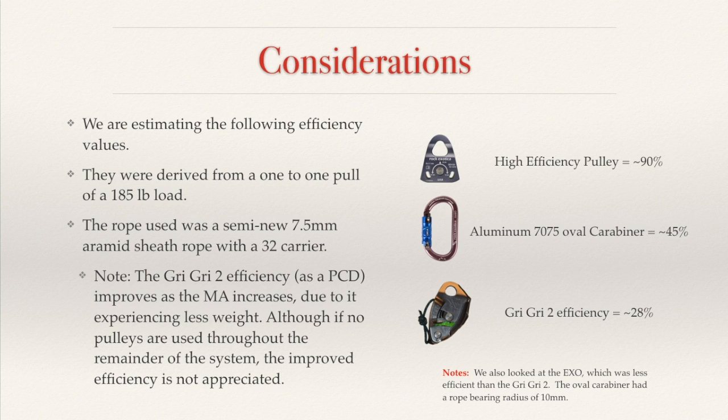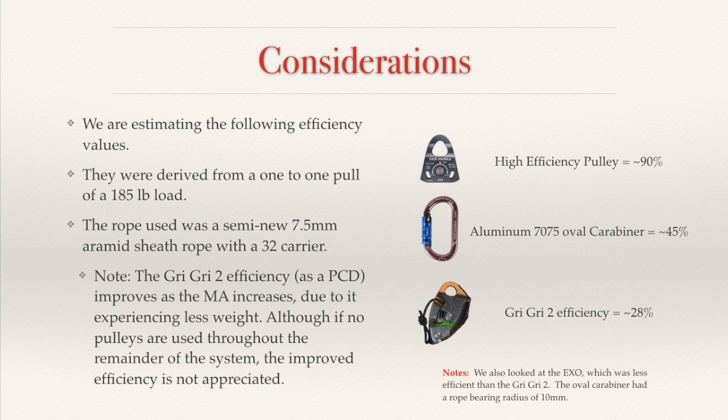All right, so what we're looking at is we're estimating the following efficiency values. These are derived from a 1-to-1 pull of a 185-pound load. If we made it 200 pounds, we're going to get something a little bit different. The rope we use was a fairly new 7.5 millimeter aramid sheath rope, also an aramid core on that, with a 32 carrier. When we looked at these, we pulled them on a 1-to-1, and we'll talk about how that 1-to-1 number that we get may change a little bit depending on where it is in the system a little bit later.